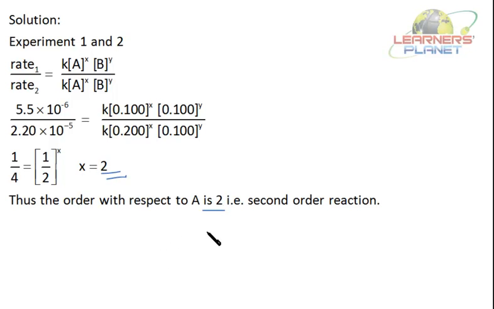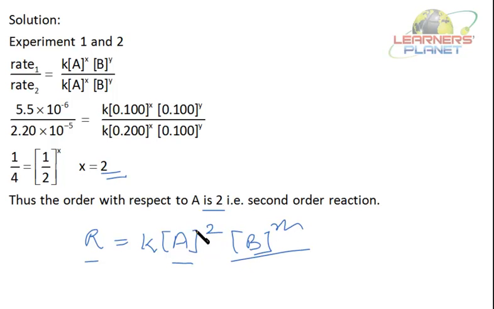Now we have determined that the order with respect to A is 2. That is, the rate expression will be R is equal to K A to the power 2. That is, if the concentration of A is doubled, the rate will be quadrupled. Now similarly, we have to determine it for B. We don't know for B. So we have to take this set of experiments where the concentration of A is constant.